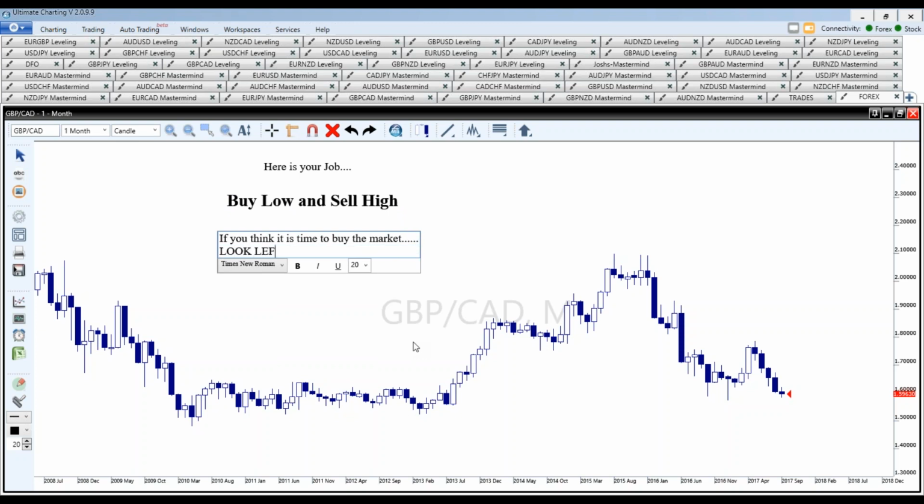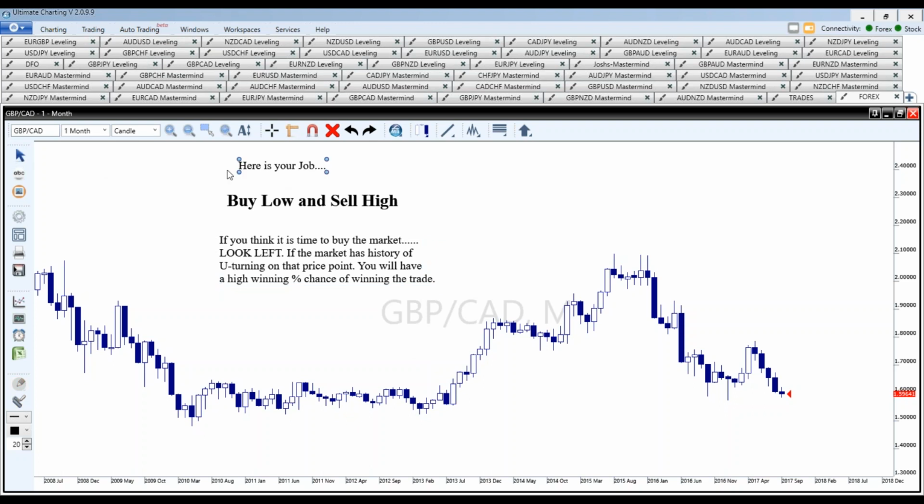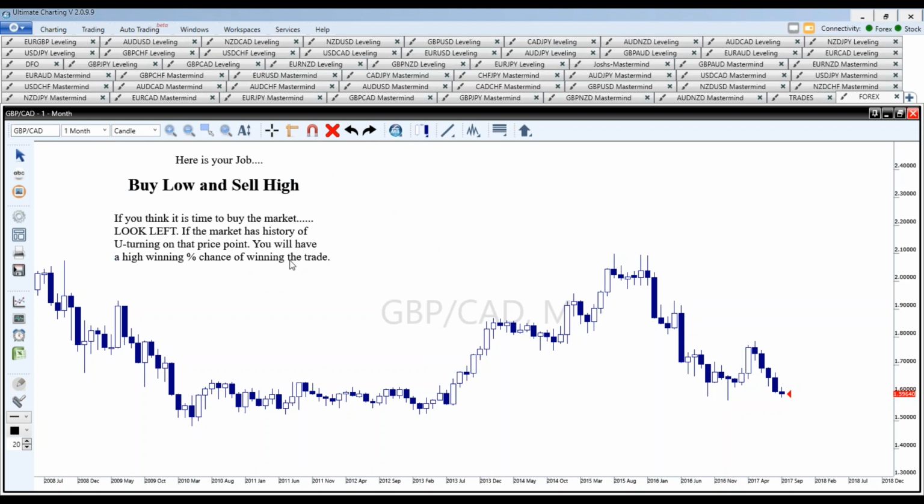Look left. If the market has a history of U-turning on that price point, you will have a high winning percent chance of winning the trade. You may want to write that down. That's probably the simplest but most effective advice that you will ever receive, okay? Now, outside of proper equity management, that is.